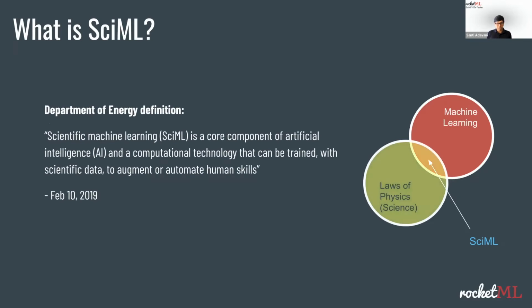So number 1, what is scientific machine learning? For the uninitiated, it's basically a field that is growing at the intersection of scientific computing, that is solving problems using laws of physics and scientific methods, and machine learning. That is, how do you solve scientific problems using machine learning is basically the idea behind SciML.